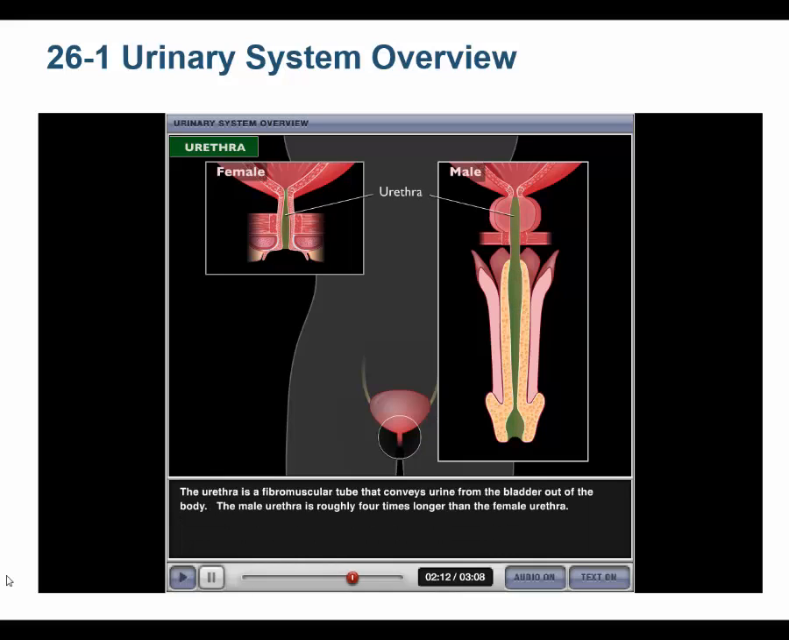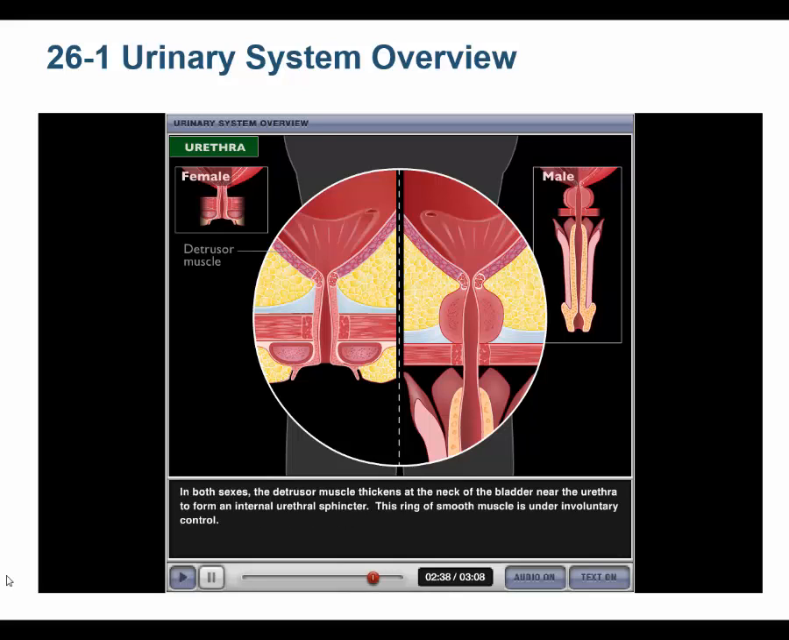The urethra is a fibromuscular tube that conveys urine from the bladder out of the body. The male urethra is roughly 4 times longer than the female urethra. Whereas the sole function of the female urethra is to transport urine to the outside of the body, the male urethra serves urinary and reproductive functions, acting as a passageway for both urine and semen.